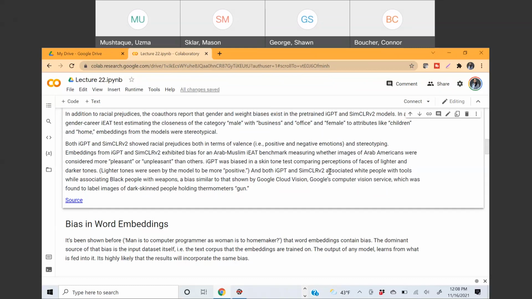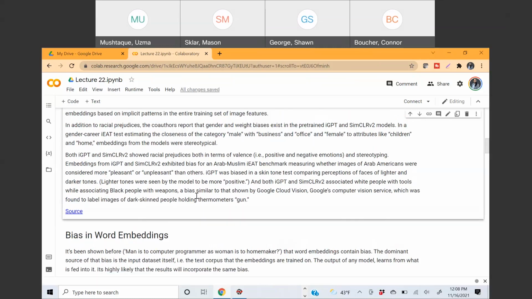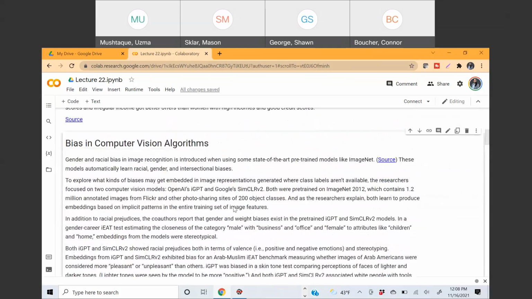And iGPT obviously was trained on ImageNet. So ImageNet obviously is biased. That's why we're getting such results. And similarly, both of these models associated white people more with tools associated with working, and Black people with weapons. So that's again a huge disturbing trend. And you can read the entire paper here. Both these models were found to have this, and this is serious, right?